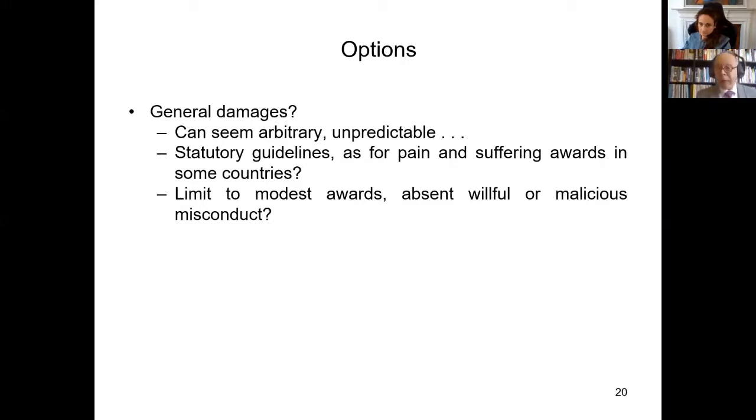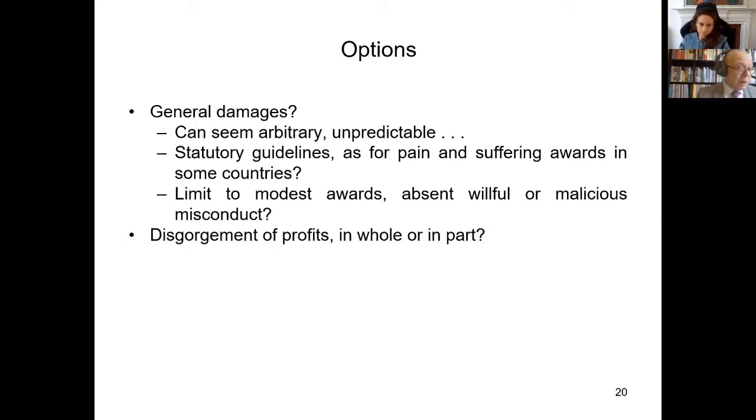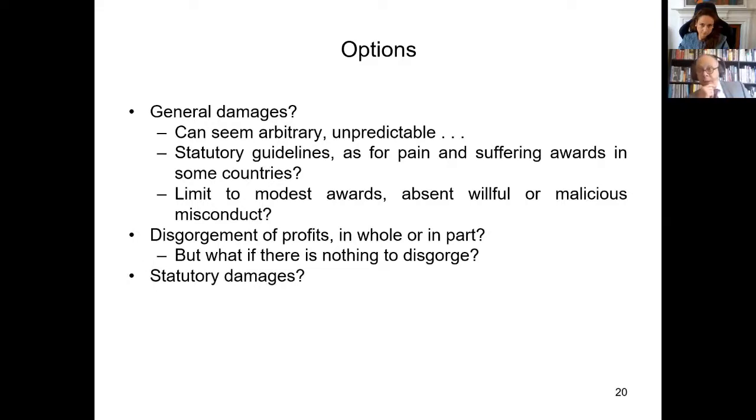Often they are just nominal damages unless the defendant engaged in willful or malicious misconduct. Another possibility would be disgorgement of the infringer's profits in whole or in part as a remedy for these types of harms, although then you get into the problem, what if there is no profit to disgorge? Third possibility, and this is what the US court did in the graffiti case, was to award statutory damages. Of course, most countries don't have statutory damages for copyright or anything else, and maybe that's just as well, but that would be at least an option in the US.